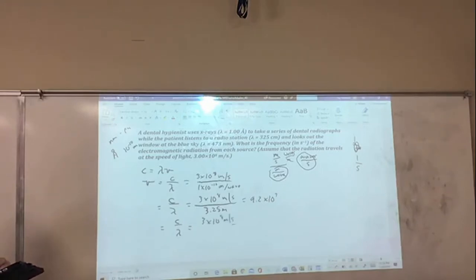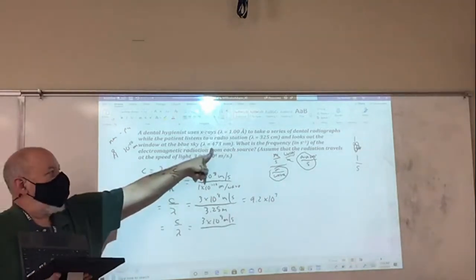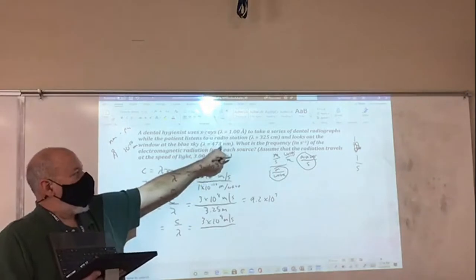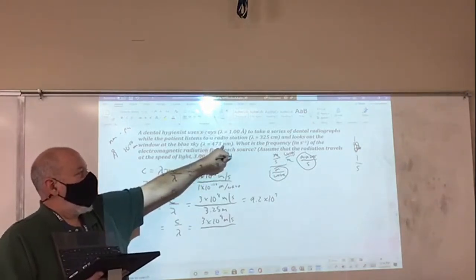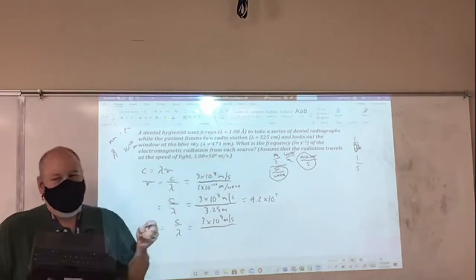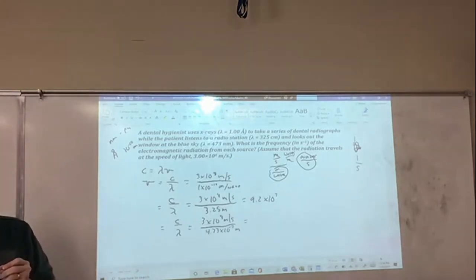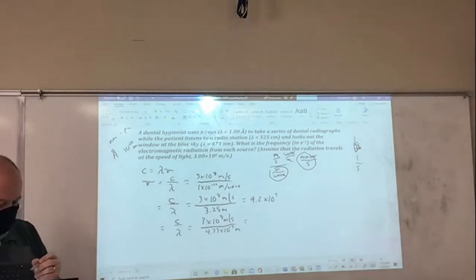Okay, and then 3 times 10 to the 8th meters per second divided by, so nanometers is 10 to the negative 9th, okay? And so I've got 473 of them, so that's going to be 4.73 times 10 to the negative 7th meters. So my answer is going to be somewhere in the range of 10 to the 15th, or 1 times 10 to the 15th.